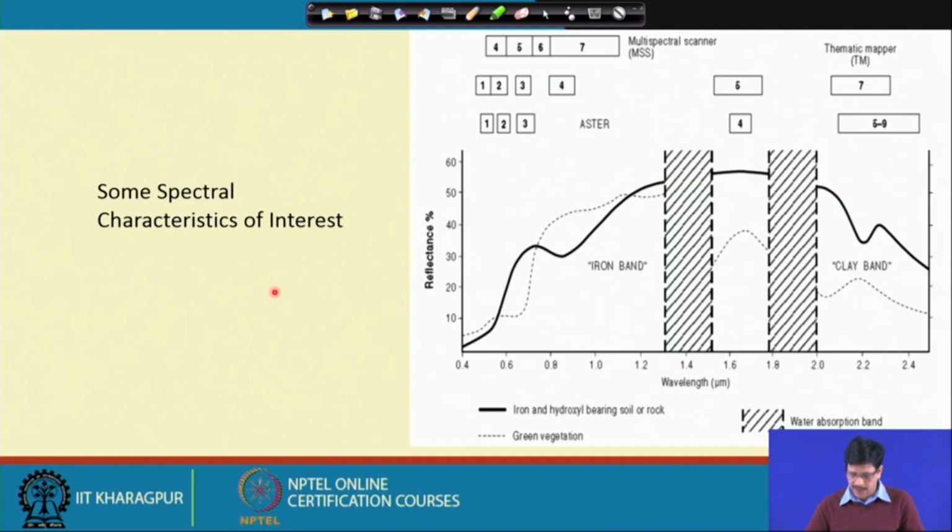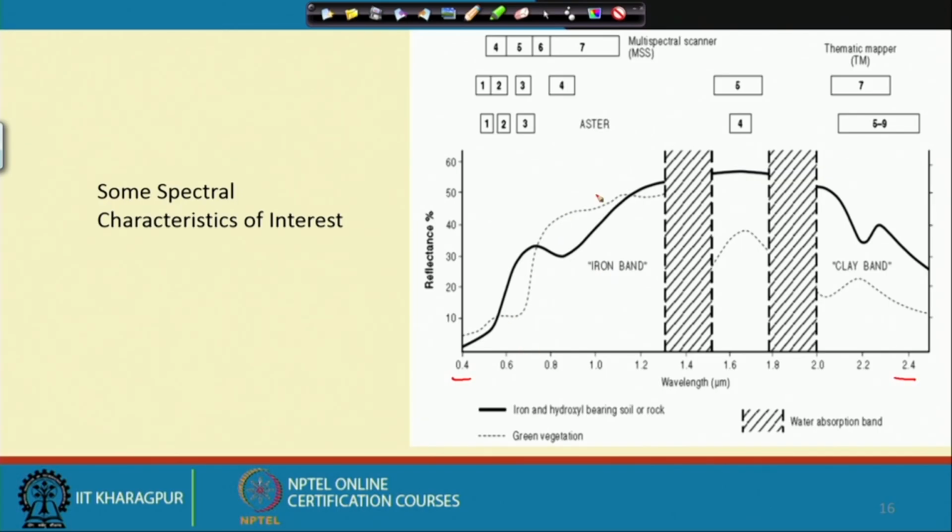Here the spectra is again shown from 0.4 to 2.4 micrometer wavelength, and this band at 1.4 and about 1.8 is essentially the water absorption band here. And we have studied this reflectance spectra of these typical materials. Let us say, for example, this thick line is for the iron and hydroxyl bearing soil or rock, and the dotted line is for the vegetation.